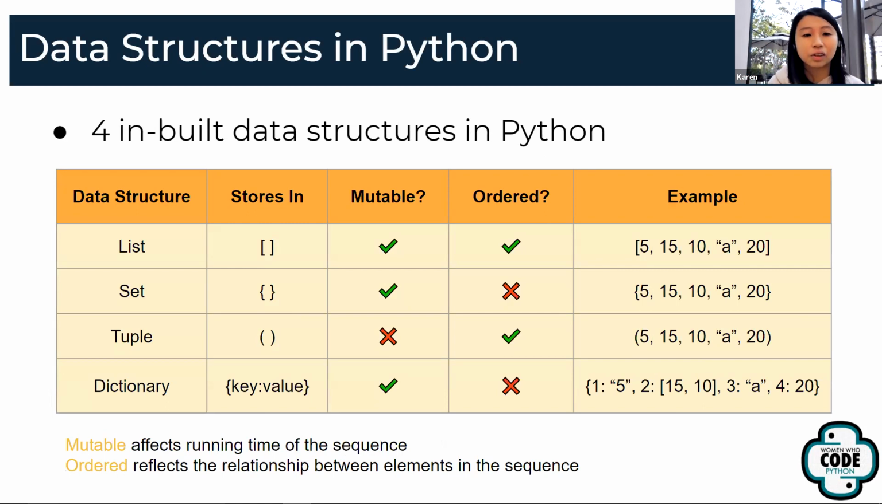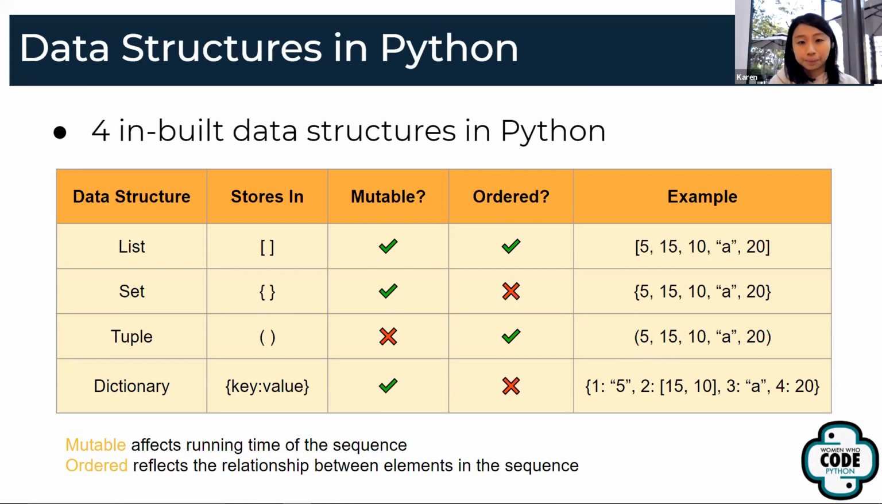In data structures, mutable determines whether elements can be added or changed. It affects the running time of the sequence, because when you change things, the computer has to slow down and process it. But when things are not mutable, when you don't need to touch them, it runs really fast. It's like an express bus versus a regular bus route.